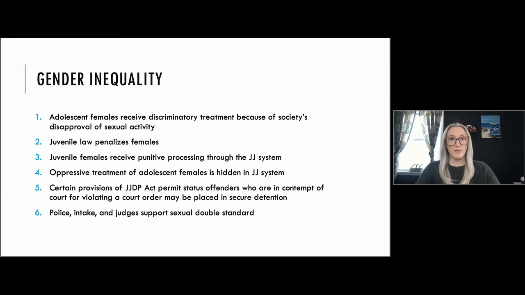And finally, we have that police, intake, and judges actually support this sexual double standard, as evidenced by the increase in likelihood of a court referral for being female, being more likely to be placed in detention pre-adjudication, so before actually admitting to or being found guilty of your crimes, and the fact that they're more likely to be confined in institutions, which would be the judge's decision.